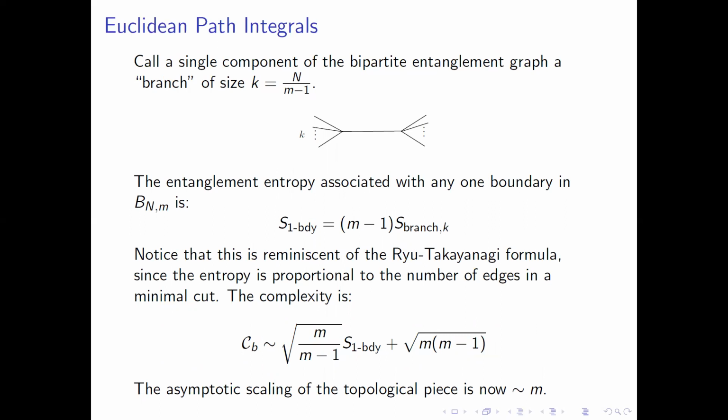That's quite interesting. And the complexity for these states has a piece proportional to the one boundary entropy, and then there is a constant piece, which is square root of m times m-1. So we didn't quite get an asymptotic scaling of the constant piece to be linear, but at least in the limit of a large number of boundaries, the topological piece of the volume is now matched by these sorts of states.